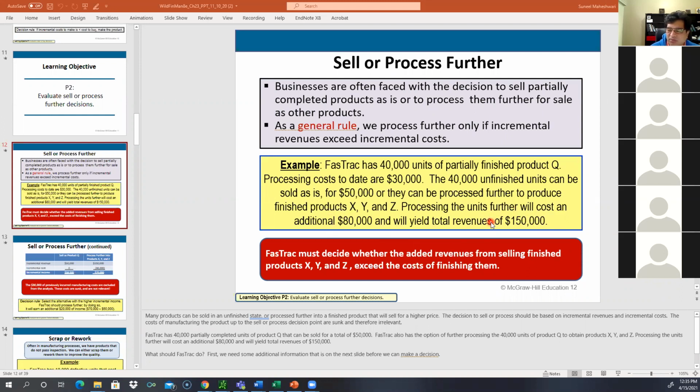Just tell me your gut feeling. Will you process it further or not? Yes. Why? Because you almost double your revenue. What about the profits? Wouldn't your revenue go up 100,000 and your costs only go up 50,000?